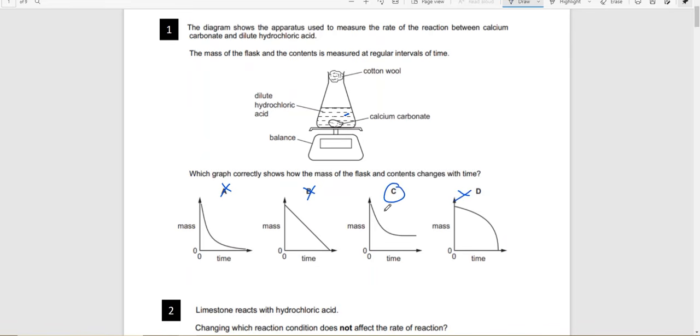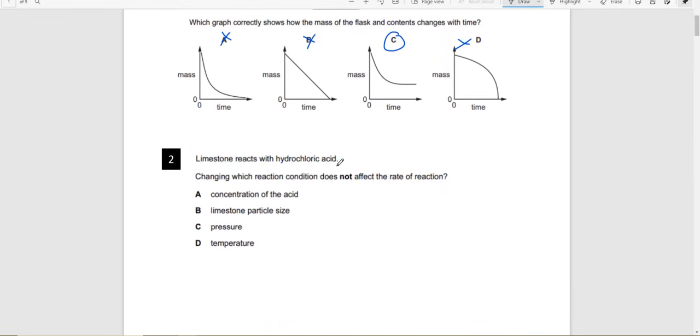C seems to be correct because it has flatness to it as well, which shows that the reaction is complete, and this curve has not ended at 0 mass, and it's not possible that the mass becomes 0, because there is the mass of obviously the salt that is formed along with the water.